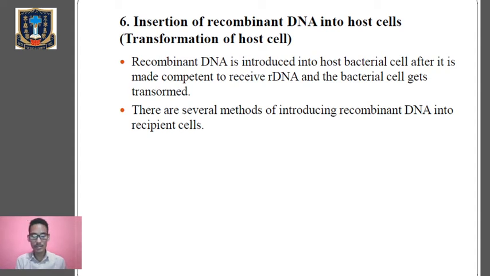Okay, in the last class we have learned about the process by which we can make the bacterial cell competent to take up the foreign DNA or the recombinant DNA. Clear? So for insertion of recombinant DNA, the host cells need to be made competent so that they will be able to take the recombinant DNA. Once the host cells or the bacterial cells take up the recombinant DNA, they will become transformed. There are several methods by which we can introduce the recombinant DNA into the recipient cell or into the host cells. So let's go through these methods.